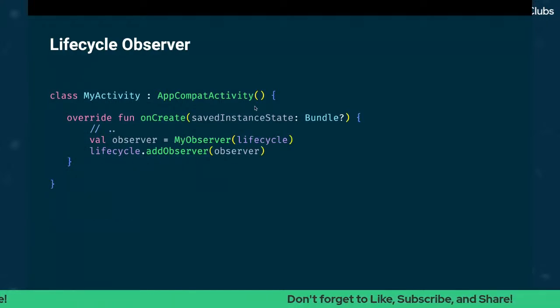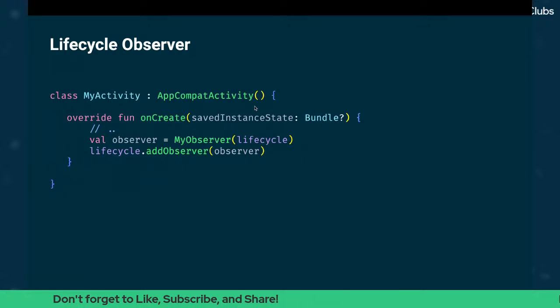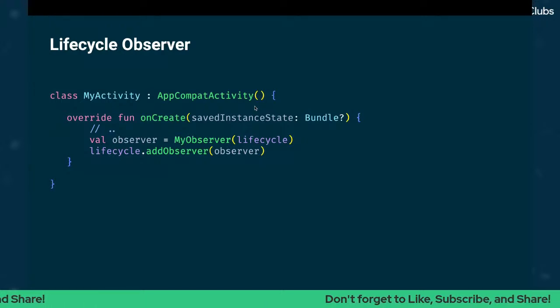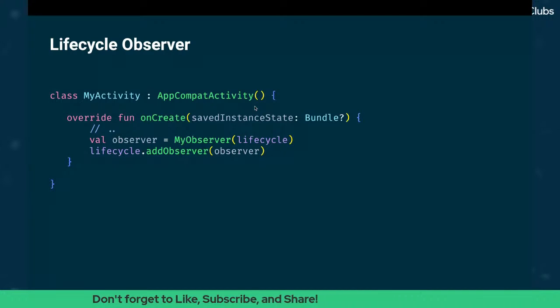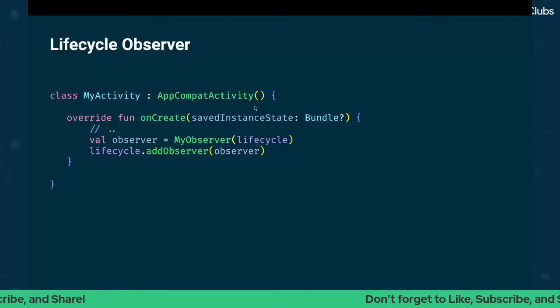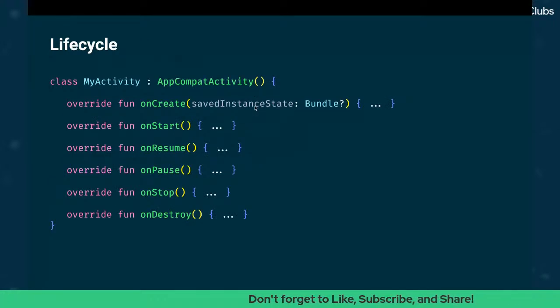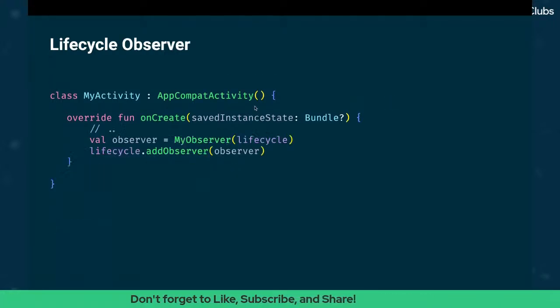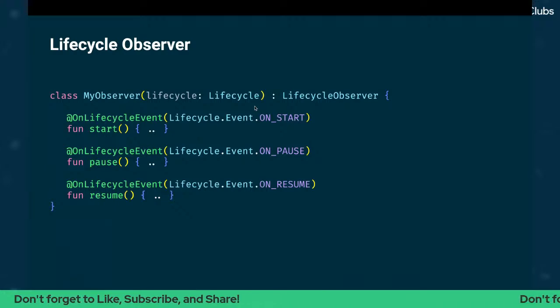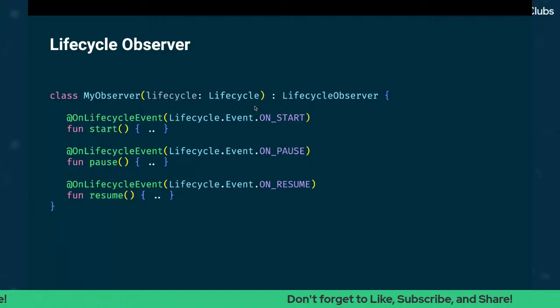The new approach is to use a lifecycle observer. A lifecycle observer is something that can observe the life cycle of a lifecycle owner. In this case, your activity is the lifecycle owner, and you can create the observer and attach it to the lifecycle. Basically, you can offload whatever you are doing in all these overridden methods to a dedicated class, and things will be simpler. This is much cleaner compared to the traditional approach.